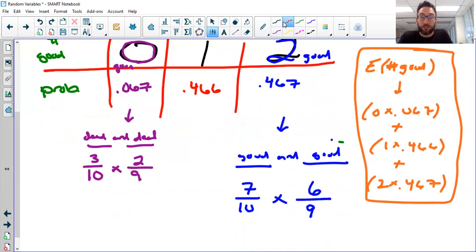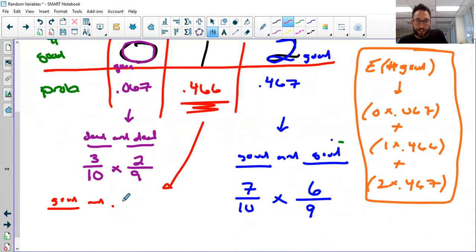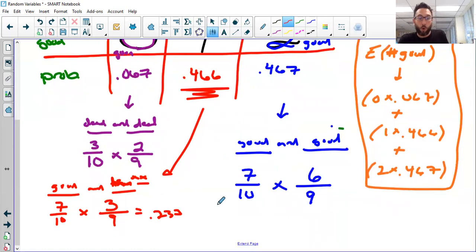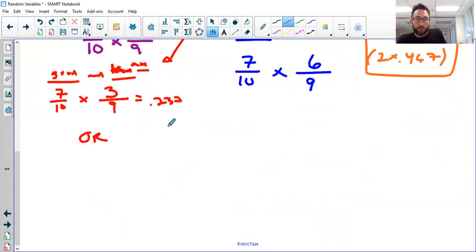Lastly, finish up. Just to be clear in practice, where's this come from? Well, to get 1 good battery, the first one's good and the second one's dead. We'll do this. So the first one's good is 7 out of 10 times the second one's dead. There's still all 3 dead ones, but now there's only 9 batteries. So that gives me 21 out of 90, which is 0.233.